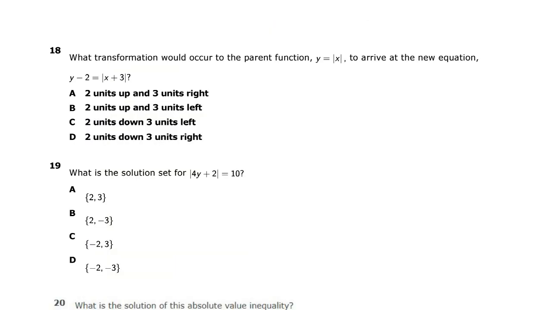Number 18, it says, what transformation would occur to the parent function y equals the absolute value of x to arrive to the new equation? Now we have y minus 2 is equal to the absolute value of x plus 3. So we're going to have to move that negative 2 to the right. So you have y equals the absolute value of x plus 3, plus 2. So the 2 is going to shift it up. So testing strategy, C and D are obviously wrong. And since it's plus, it's going to move it to the left, so your answer is B.